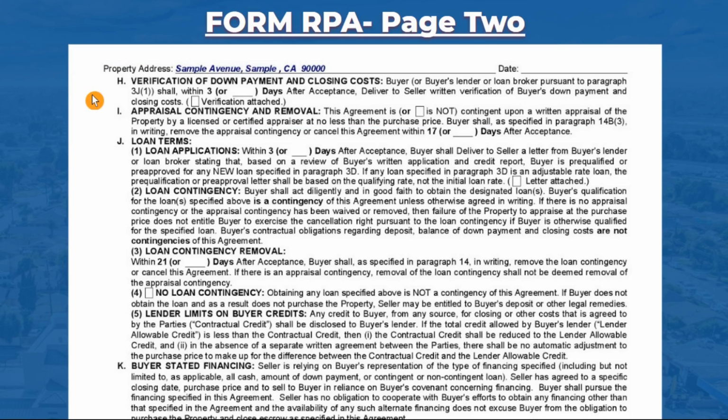On to page 2. Section H deals with verification of down payment and closing costs. Within 3 days after acceptance of the offer, the buyer has to show that they have the money available to close this deal, the money that they show in the earnest money deposit and the down payment that they're going to give their lender.